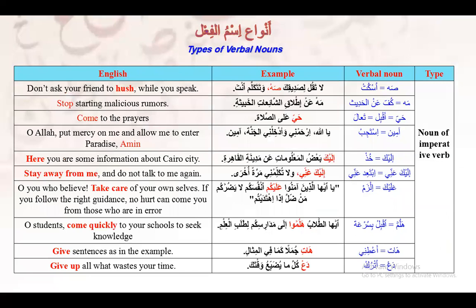We have also now the verbal nouns, imperative. Imperative like sah. Sah means iskut or means hush. Mah means kuffa عن الحديث. Mah means stop. حيا أقبل, تعالى means come, like حي على الصلاة. آمين, استجب, means to pray. After your prayers you will say Ameen. You want to say to Allah, please accept.